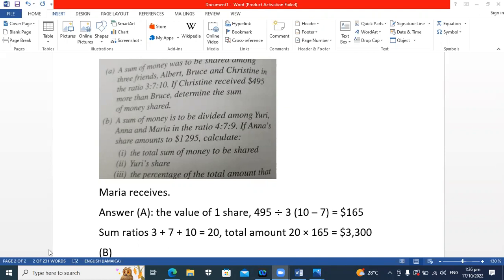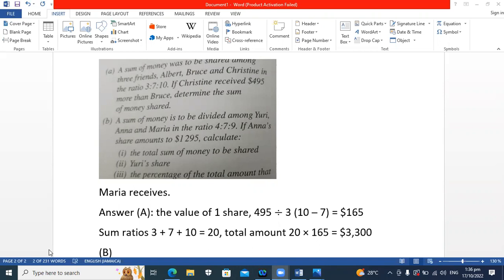Question A is saying that Christine gets what? 495 more than Bruce. Yes. All right, but what did B say? The 1295. What does the 1295 represent? Anna's amount. Right. But in A, did that 495 represent Christine's amount? No, she had 495 more than Bruce. Right.